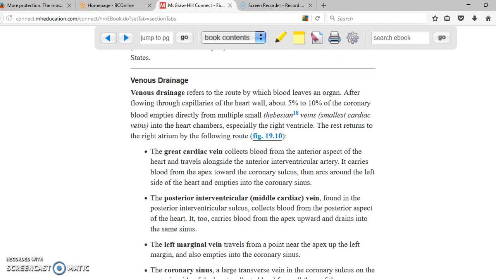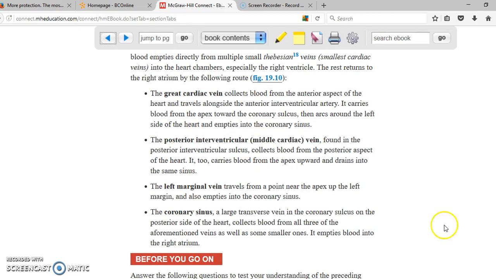So veins, venous drainage, right? As I said, there are three main veins: great cardiac vein, posterior interventricular vein, and left marginal vein, as well as the coronary sinus. These three veins that you have in here, they're going to collect the blood from your heart, and eventually all three are going to dump the blood into the coronary sinus. The coronary sinus basically collects the blood from all these veins, and then the coronary sinus is going to dump all the blood from the heart into your right atrium.